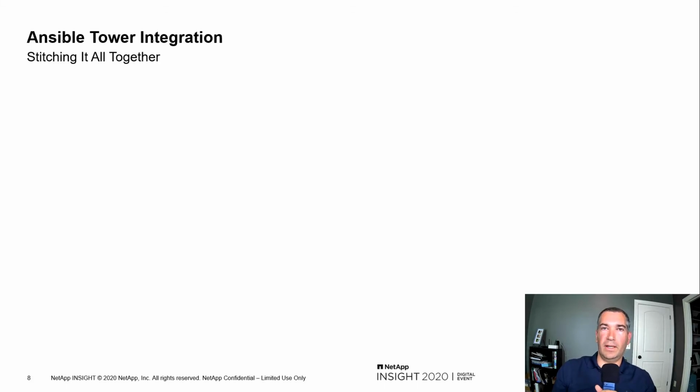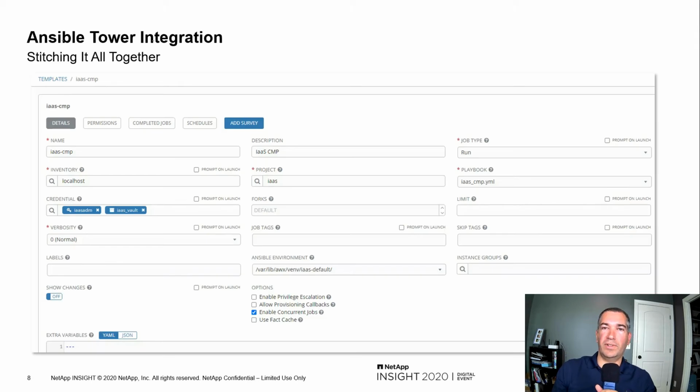Next, let's take a look at how the automation is stitched together. First thing we need to do is set up our template or playbook inside Ansible Tower. So again, Tower is pulling in our playbooks from our Git repo that lives in Azure DevOps. So we set up a template and point it to the appropriate playbook.